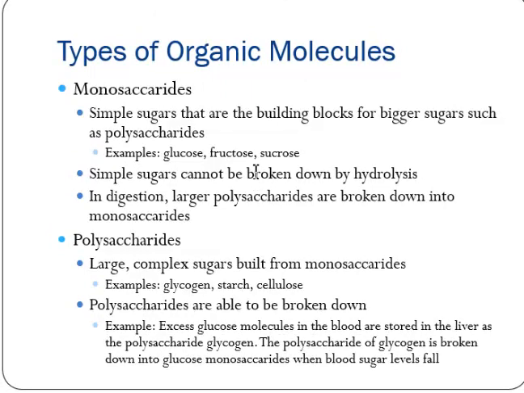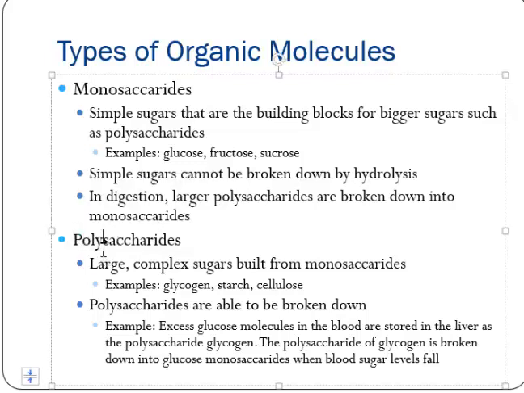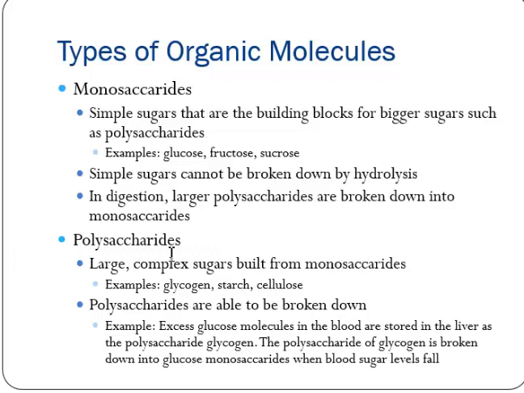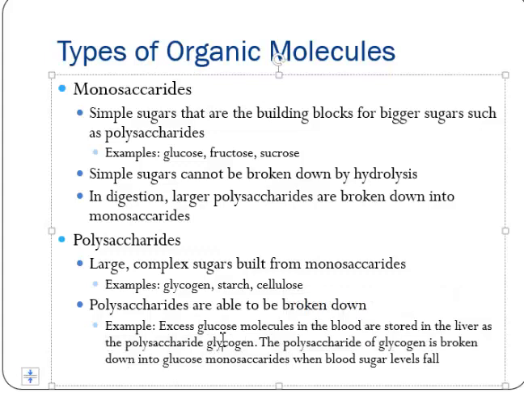These are simple sugars. They can't be broken down because they don't need to be broken down. They are capable of being used by our individual cells for energy. In fact, more complex sugars, what we sometimes know as starches, get broken down into monosaccharides that our individual cells can use during the process of digestion. So polysaccharides, poly meaning multiple, are large complex sugars, and starches like breads, for example, are polysaccharides. Polysaccharides can be broken down and used. For example, glucose molecules are stored in the liver as the polysaccharide glycogen.